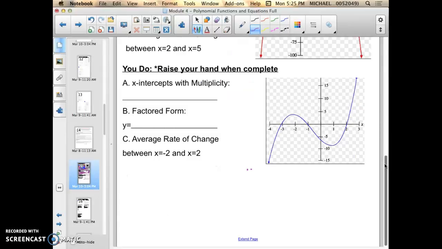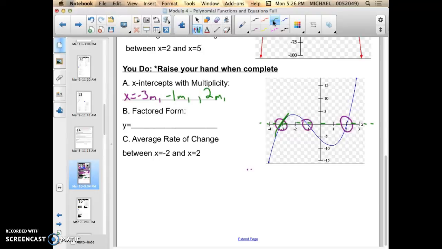So let's look at the x-intercepts with multiplicity. I'm going to put x equals, and I see 1, 2, 3. So x equals -3 with a multiplicity of 1 because it goes through the x-axis. Remember again, here's the x-axis. It's going through the x-axis. And then the next one is -1. Still going through, multiplicity of 1. And then finally, 2 with a multiplicity of 1.